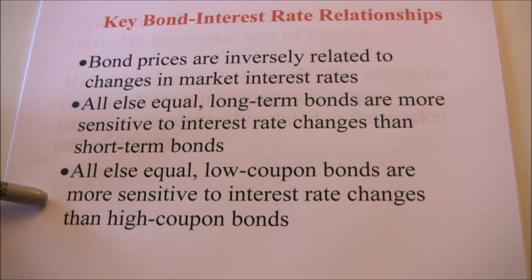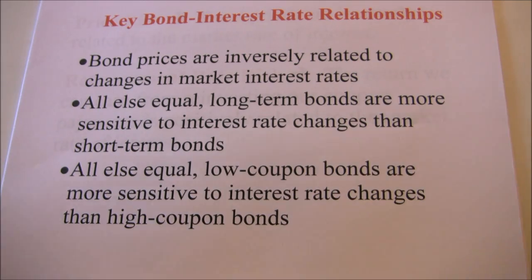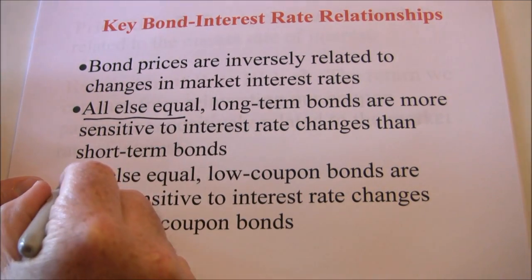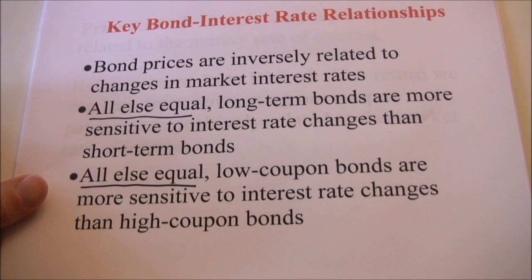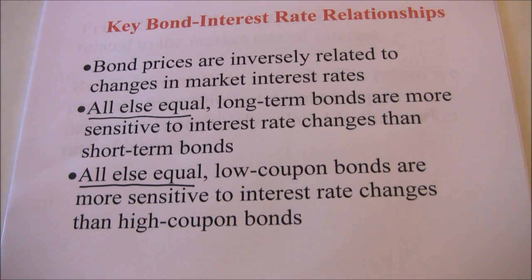Our third relationship: all else equal, low coupon bonds are more sensitive to interest rate changes than high coupon bonds. So if you're holding a zero coupon bond, that's going to be the most sensitive to interest rate changes. On the other hand, if you're holding a high coupon bond, say 9, 10, 11% coupon rate, it's not going to be as sensitive to interest rate changes. Now, notice in our statements here, we say all else equal. It's a classic professor speak that doesn't always hold up in various scenarios.